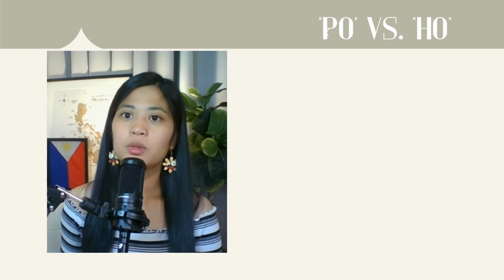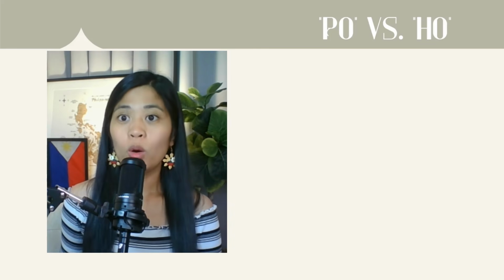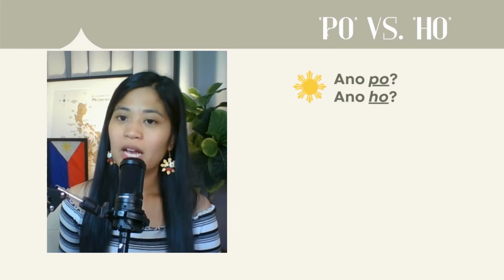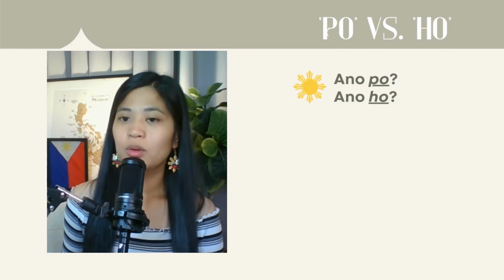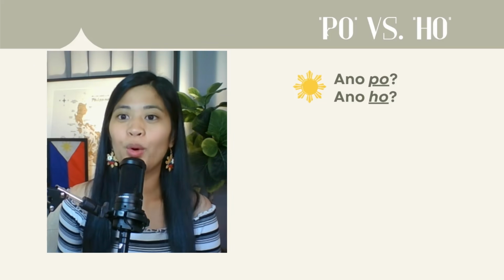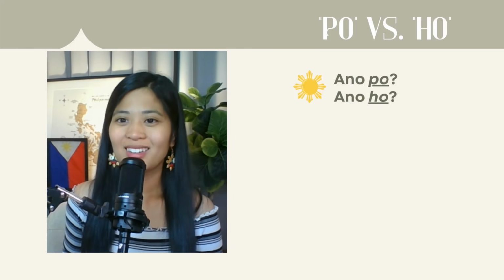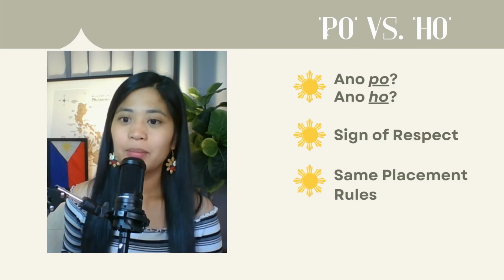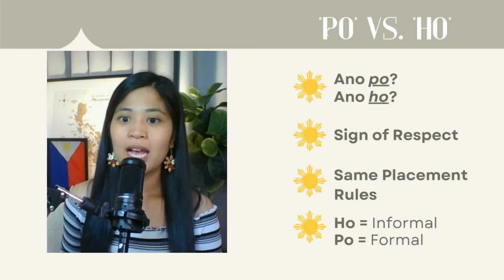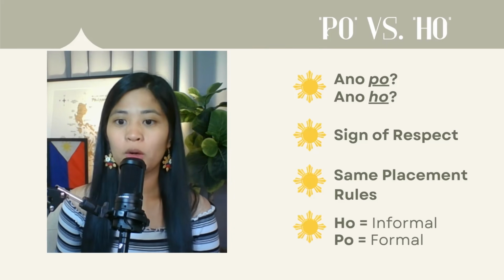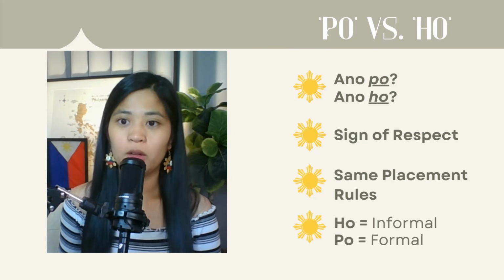All right, so just a quick note. What is the difference between po and ho? For example, someone might say ano po, which means what? Someone else might say ano ho, which also means what? What is the difference between po and ho? Well, both are a sign of respect. They have the same placement rules that we just learned. However, ho is considered to be a little bit more informal and po is formal.